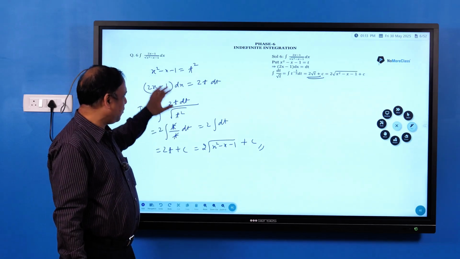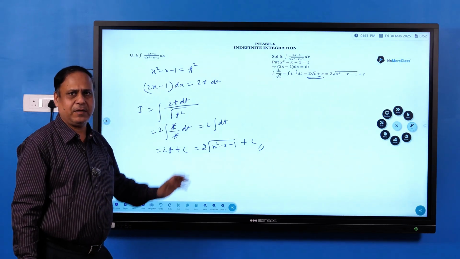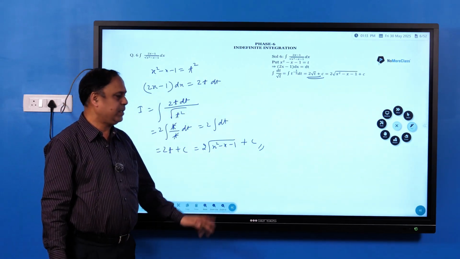By this process, the calculation is a bit easier, so I have taken t square. So this completes the answer.